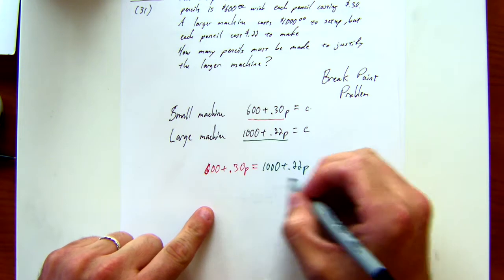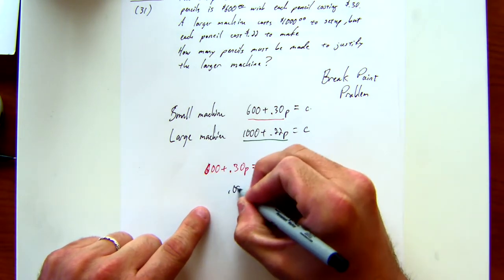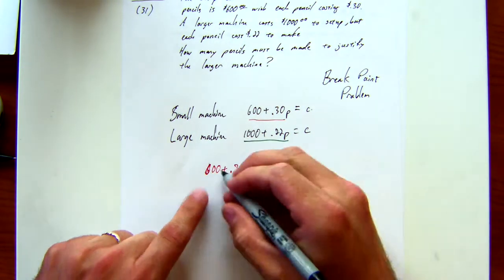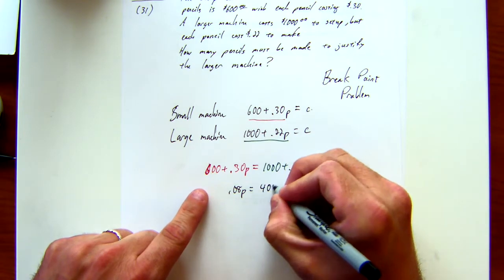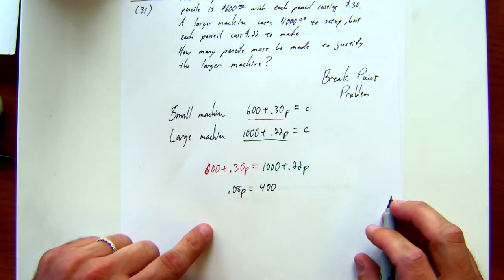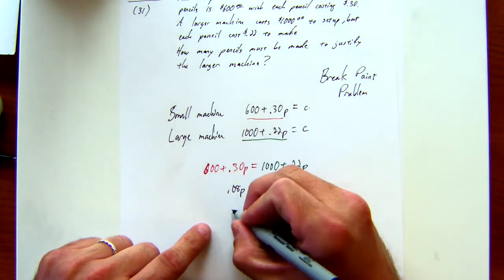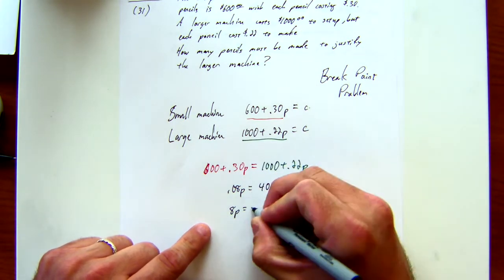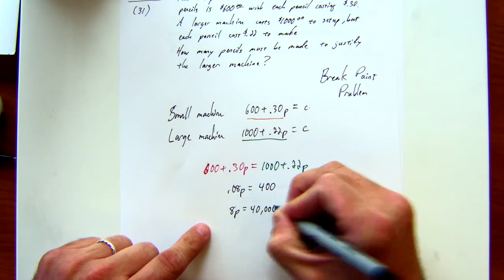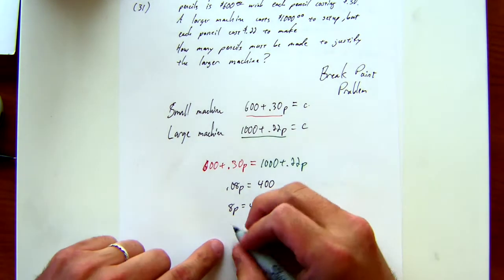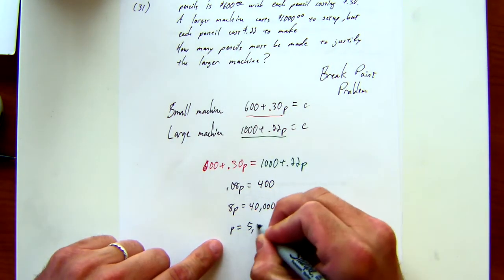So to subtract the 0.22, I get 0.08p is equal to, subtract the 600, 400. Okay, so rather than dividing by a decimal, I'm going to multiply by 100 to get rid of the decimal. So this is going to be 40,000. Now p is 5,000.